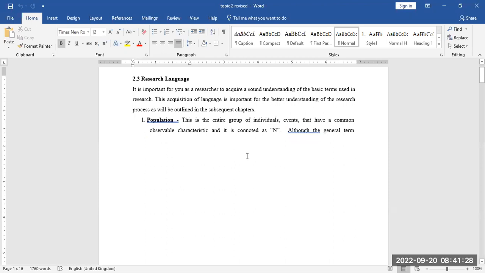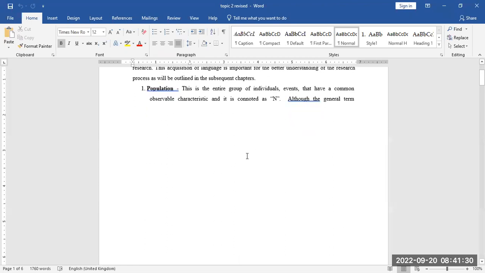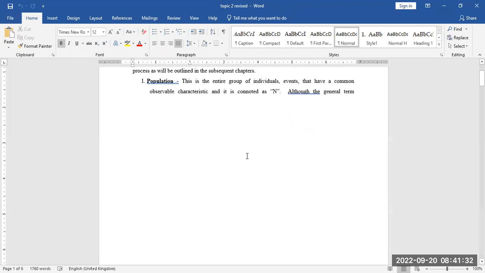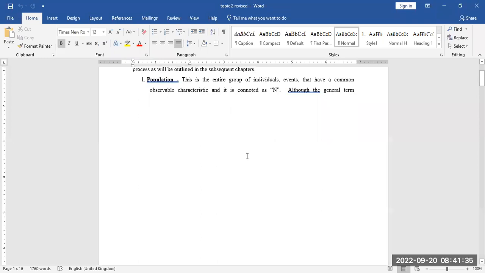So term number one is what we call a population. So what is a population? A population is the entire group of individuals. I can give an example. For example, if you say Zitech University population, everybody in that particular university belongs to the population. So it is the entire group of individuals or events that have common observable characteristics.